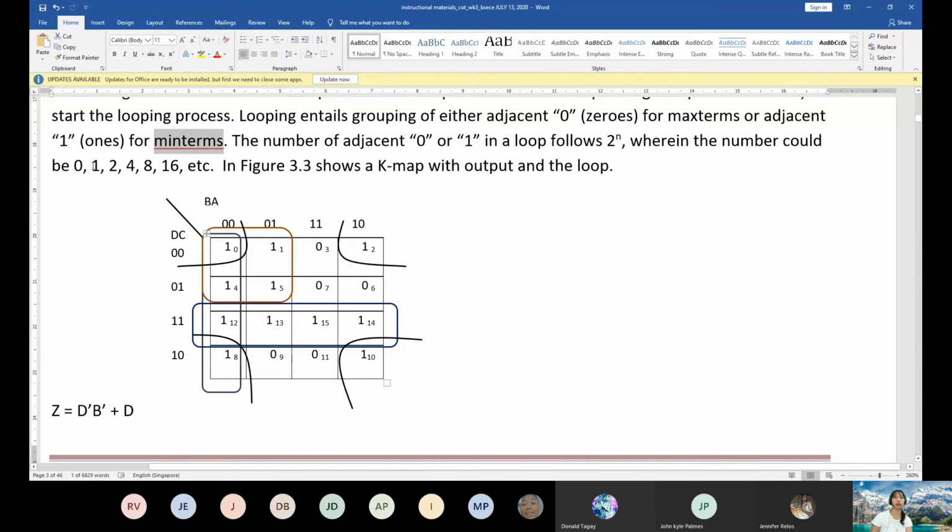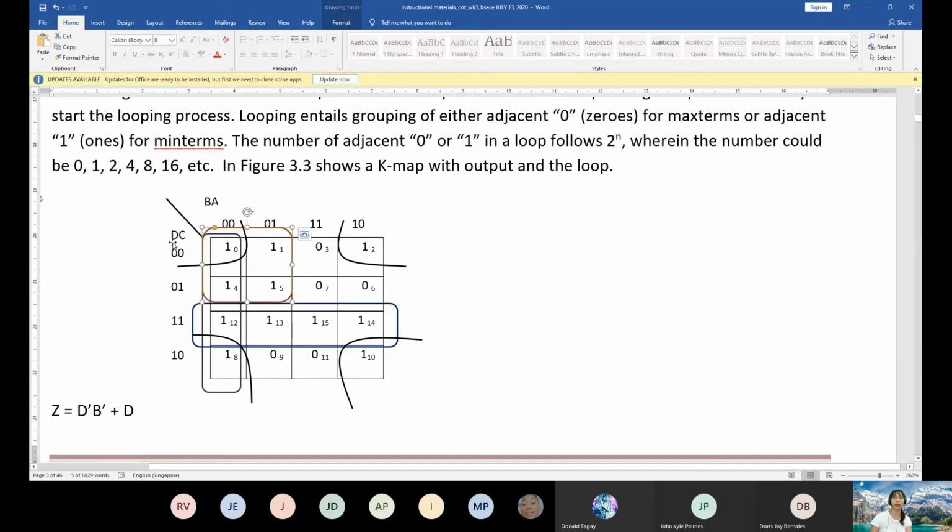So it follows 1, 2, 4, 8, 16. We cannot have 3 ones in a loop, 5 ones in a loop, 6 ones in a loop, or 7 ones in a loop. So it only has to be 1, 2, 4, 8, 16. For the first loop, again, the orange loop here, we have 4 adjacent ones. Yung tabi-tabi, adjacent. 1, 2, 3, 4.